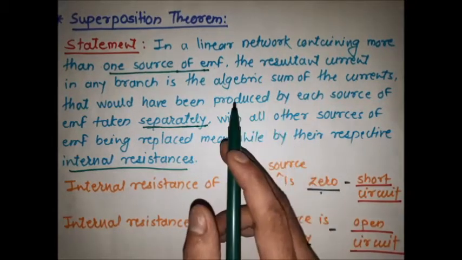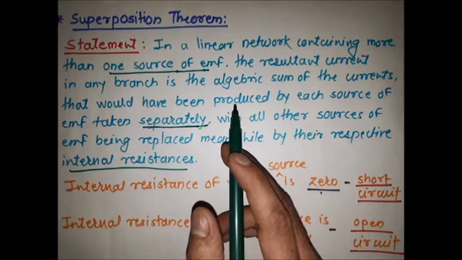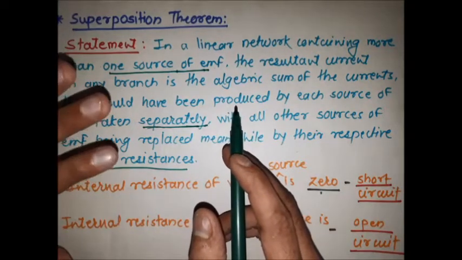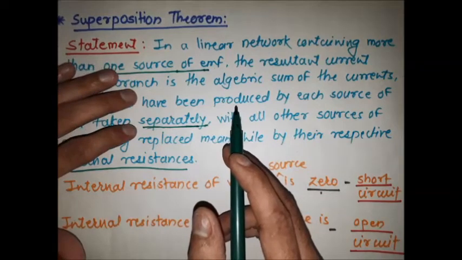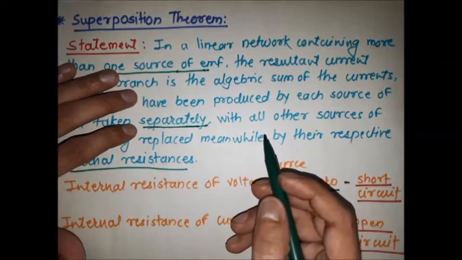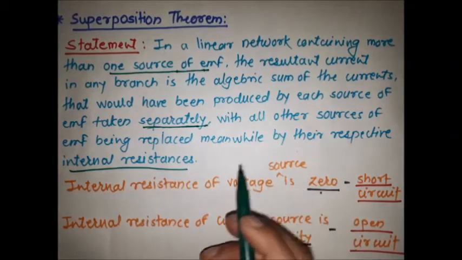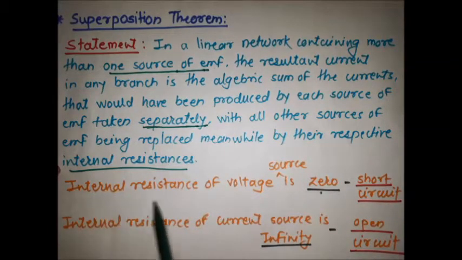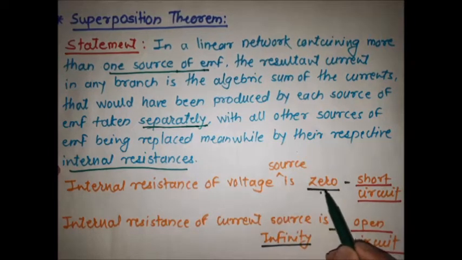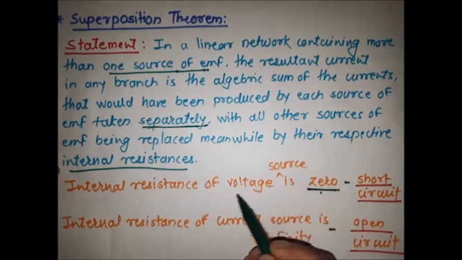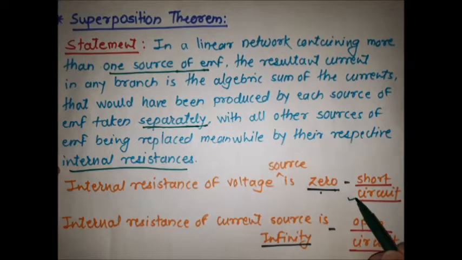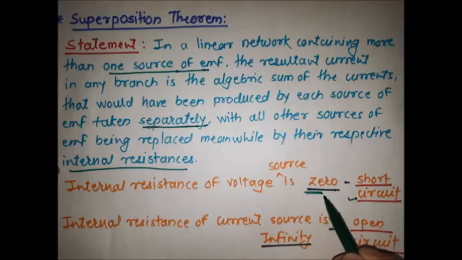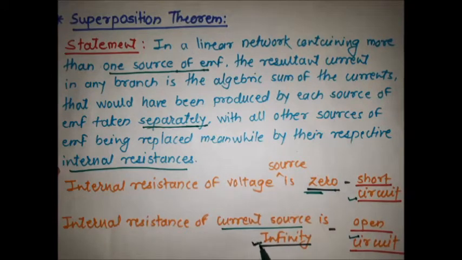That means if 3 EMF sources are given, then we consider only one voltage source at a time, find the current through a branch, and replace the other sources with their internal resistances. The internal resistance of a voltage source is 0, so we replace the voltage source with a short circuit. If a current source is present, we replace it with an open circuit, because the internal resistance of the current source is infinity.